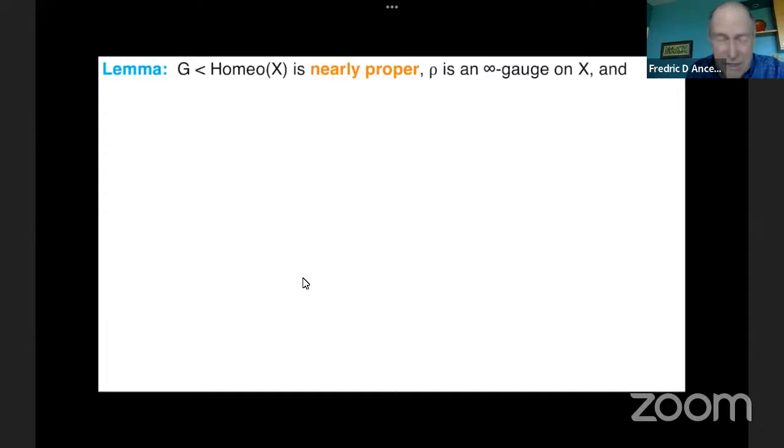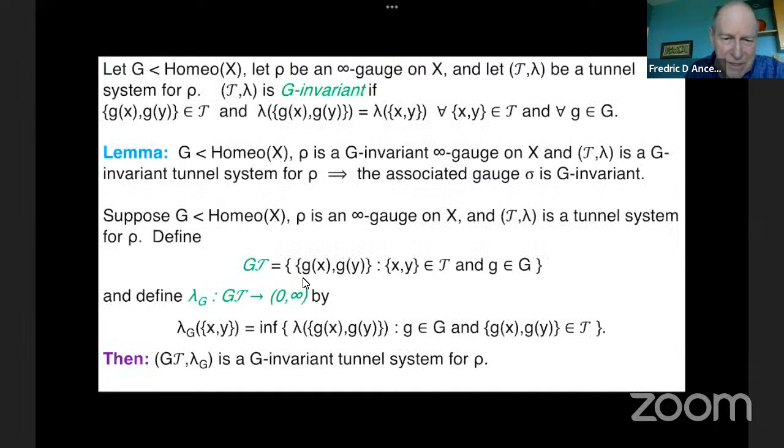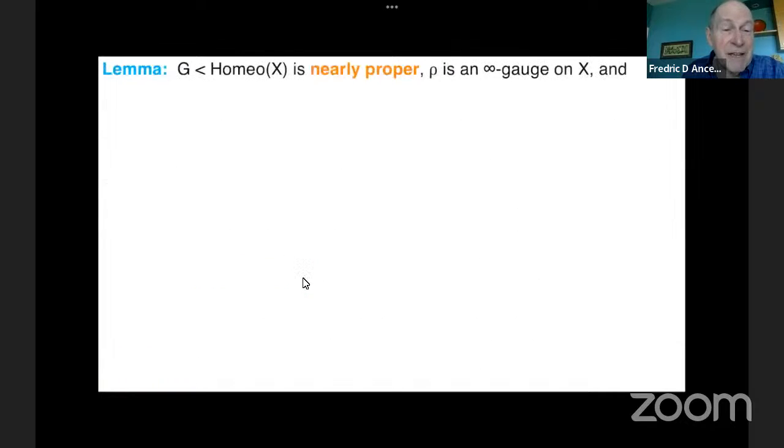Yeah, the question going back here though, is if everything up to this point was proper and I create this enlarged tunnel system, how do I know it's proper? So I have to face that issue, and recall what nearly proper meant, back on an early slide. It meant the group is nearly proper if when you take two compacta and you look at the union of all the images of one compactum under the group that hit the other one, that set has compact closure. That's what nearly proper meant.